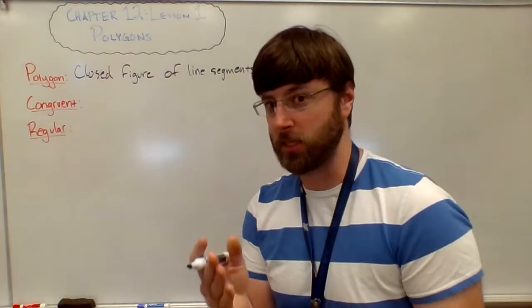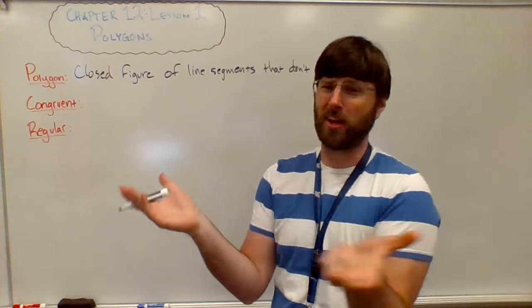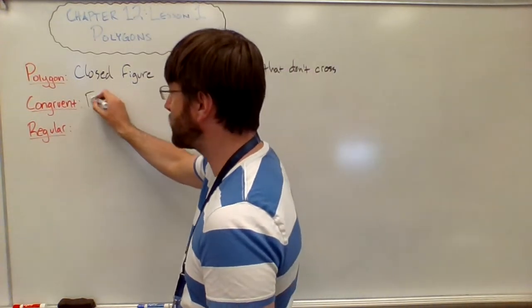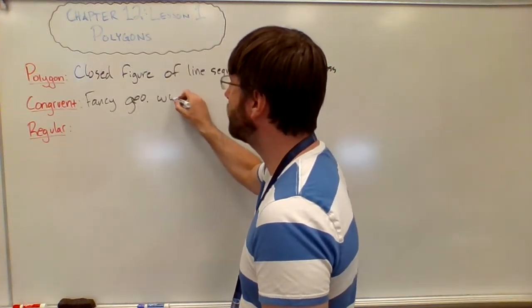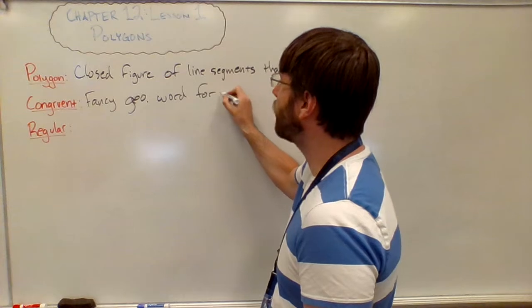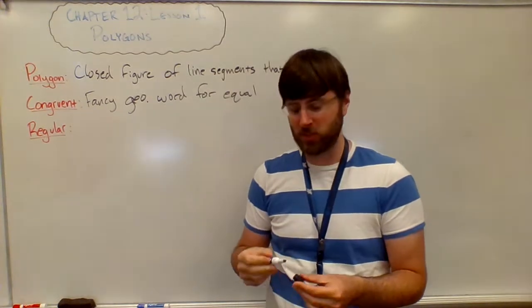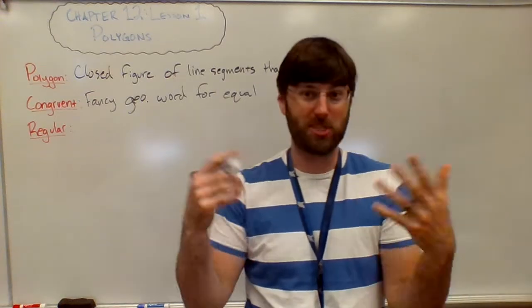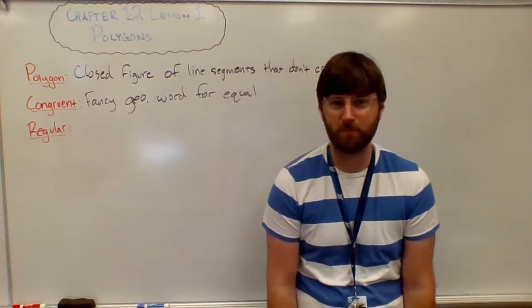Now, the next thing that we need to know is the word congruent. Congruent is just the fancy geometry word for equal. And I'm literally going to write that. It's just a fancy geometry word for equal. So if I'm going to say 2 shapes are congruent, I'm saying that they're the same. I'm saying they're equal. So congruent just is a fancy word for equal, okay?